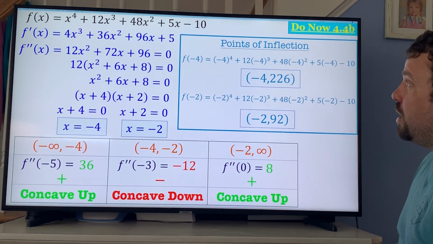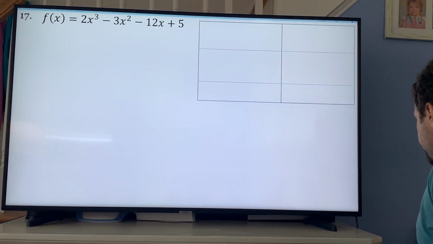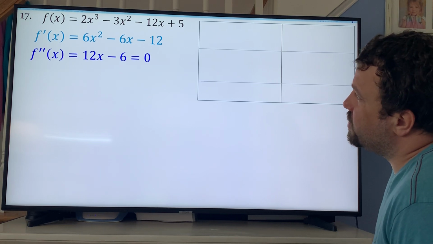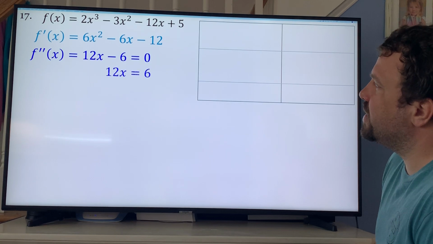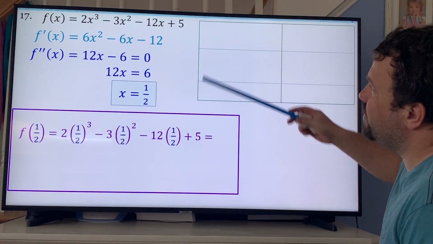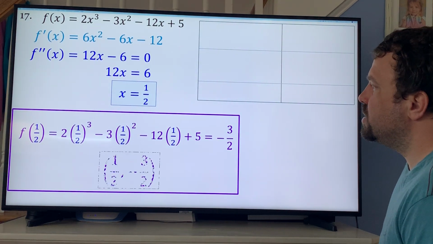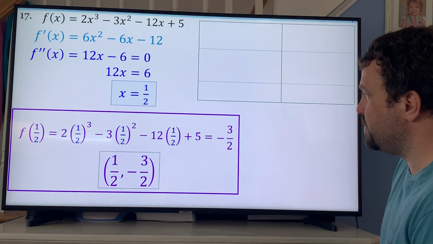All right. Here, I know I went too fast. Sorry about that. All right, next problem. Problem 17. We'll try the problem, then we'll move on. All right, derive it. You get 12x minus 6. We get a lot of 12x minus 6s here, don't we? All right, so 12x equals 6. x equals 1/2 here. Take the 1/2, plug it into the original equation, solve, and you get -3/2. So our first point of inflection is (1/2, -3/2).